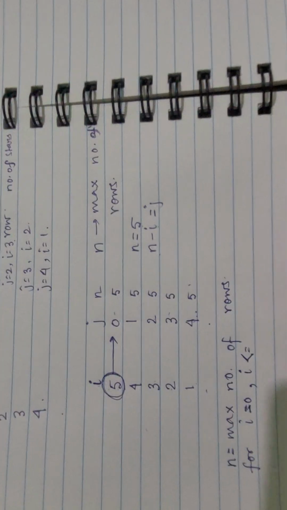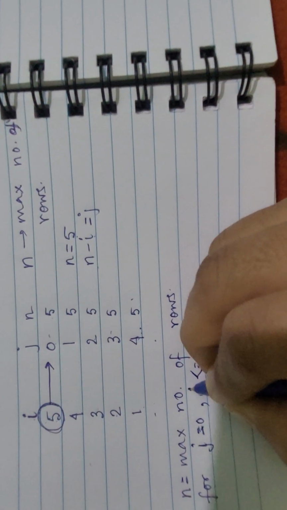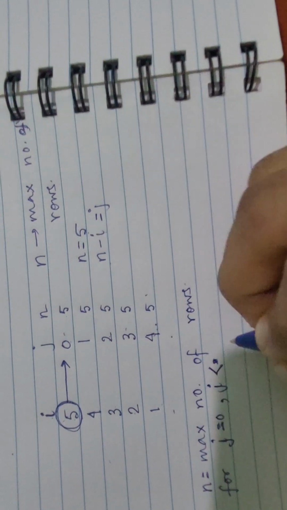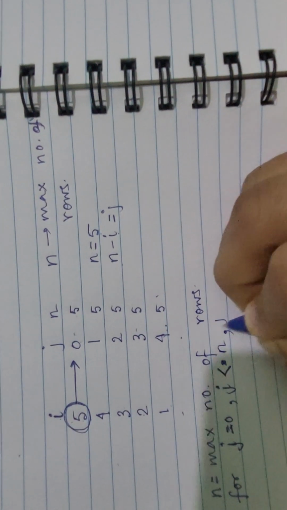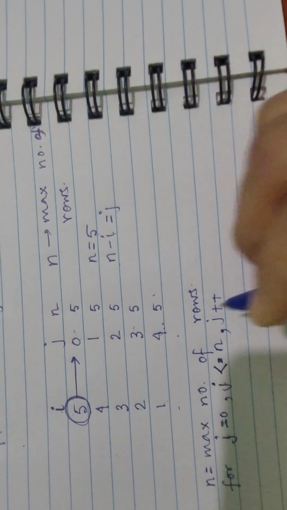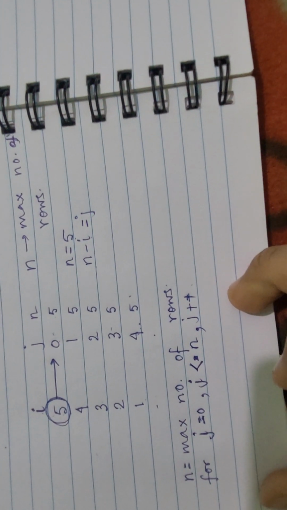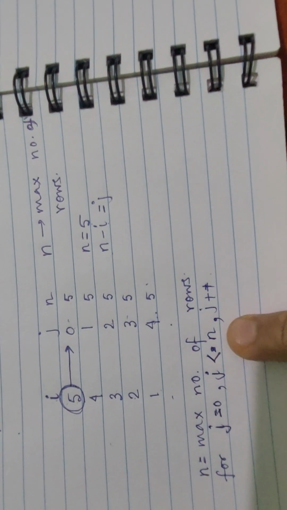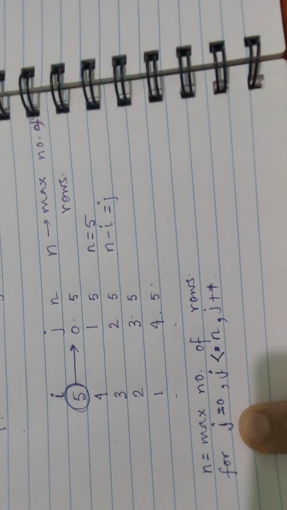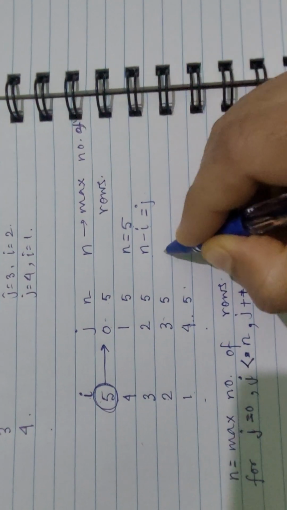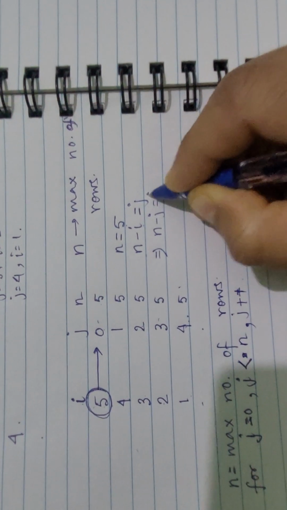Okay, so it will be j is equals to 0, then j less than, not equals to, j less than n, and j plus plus. Now this for loop will be working, that j is equals to 0, j less than n, j plus plus. Now this relation I have transformed a little bit. I have made it as n minus j is equals to I.